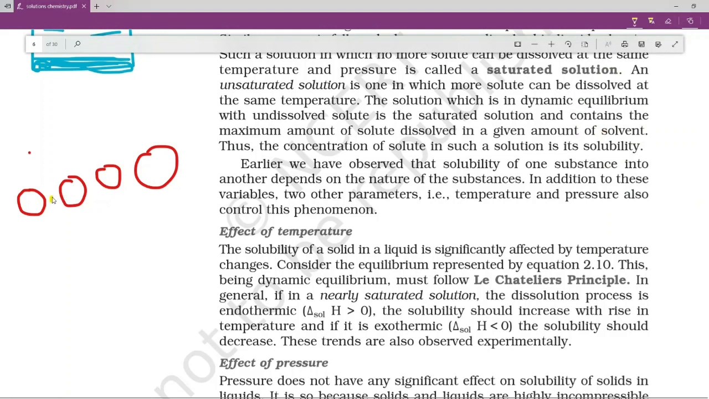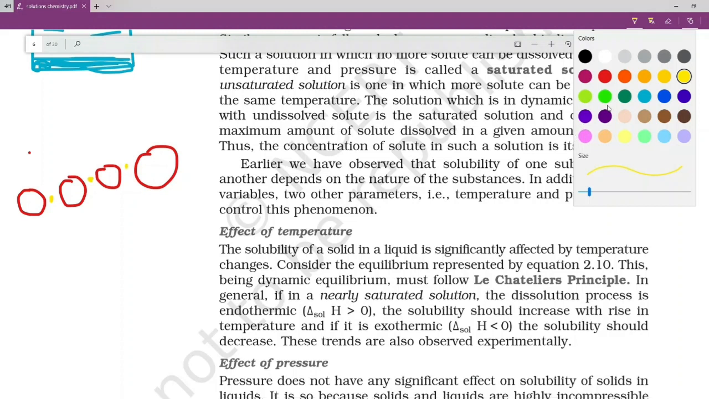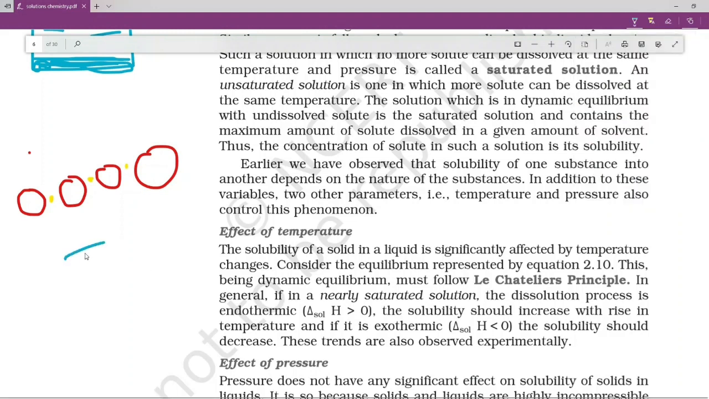Suppose these are the solvent particles and these are the solute particles. Now as the temperature increases, that is, I am increasing my T, the space between these two solute molecules, the intermolecular space between them, will increase due to the increase in thermal energy, as a result of which this void space will increase.